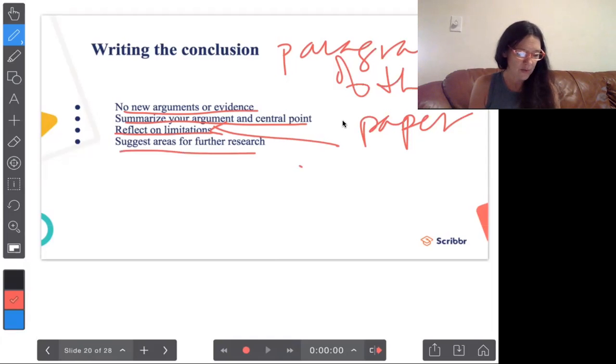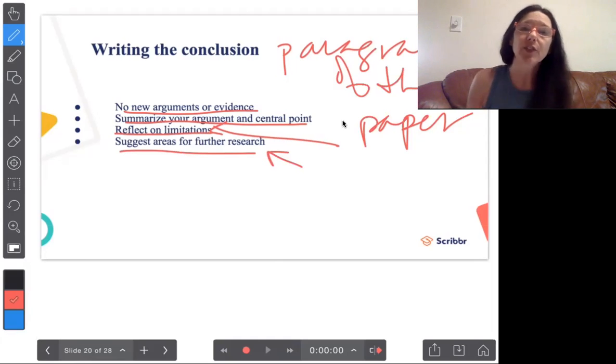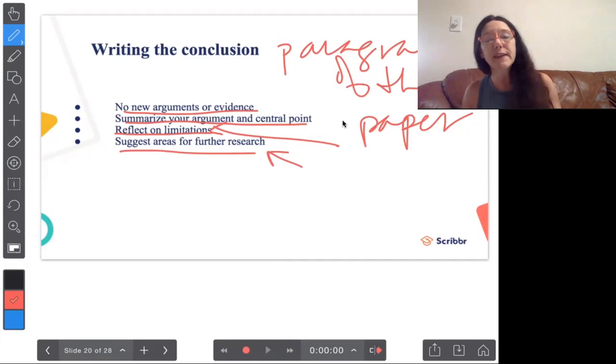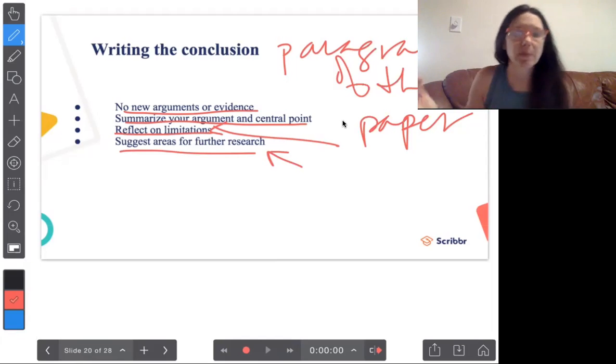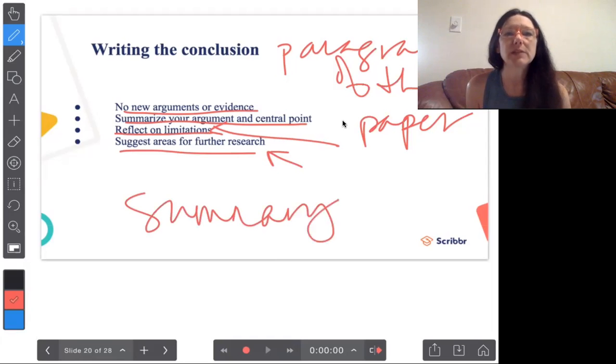Suggest areas for further research, right? We all do that. In future, we'd like to blah, blah, blah. It would be nice to add in the data for the COVID-19 situation. How did that affect your main thesis statement? How does that affect whatever you're talking about? Again, it doesn't have to be in there, but it can be. It's really just a summary. Tell me what you told me.